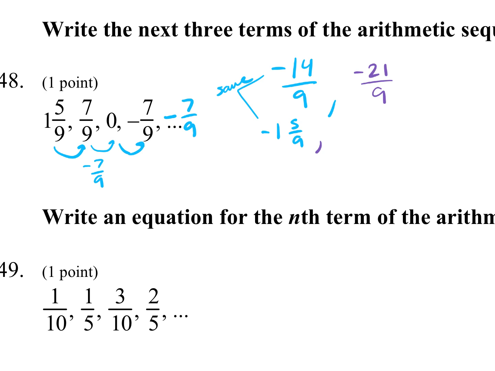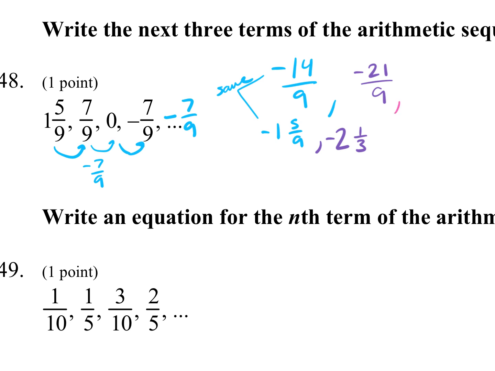Or we would write it as, how many times does 9 go into 21? 2. With how many left over? So 3/9. Can I simplify 3/9? Perfect. So 2 and 1/3. Negative 2 and 1/3.